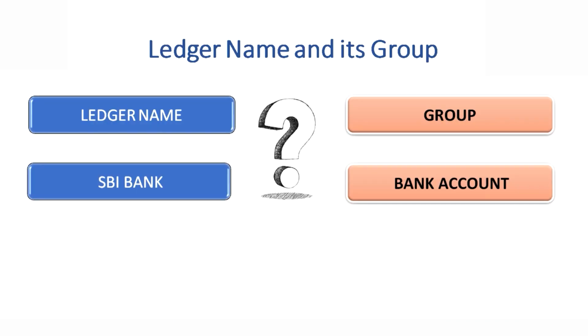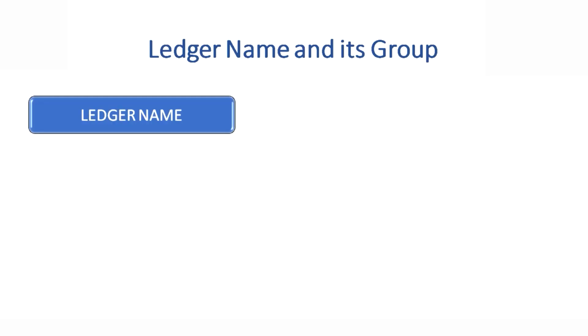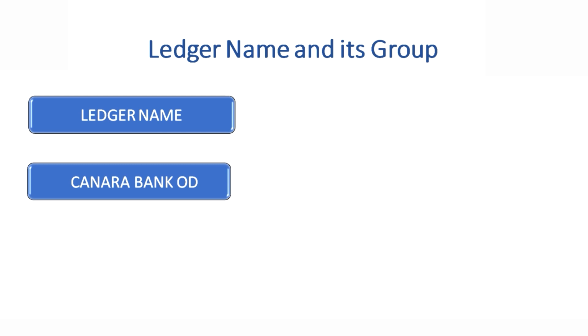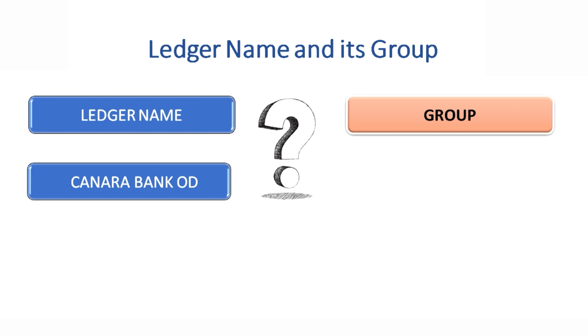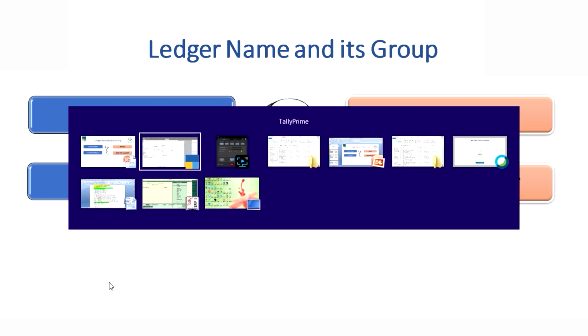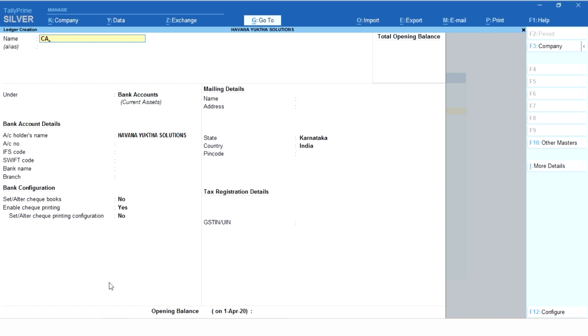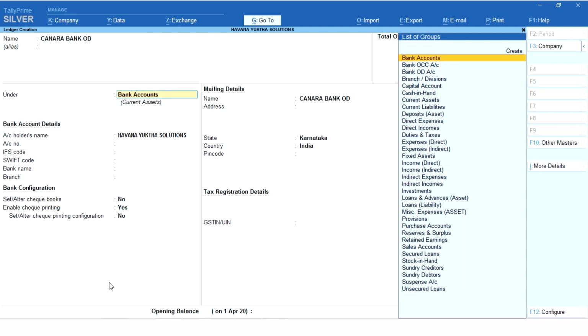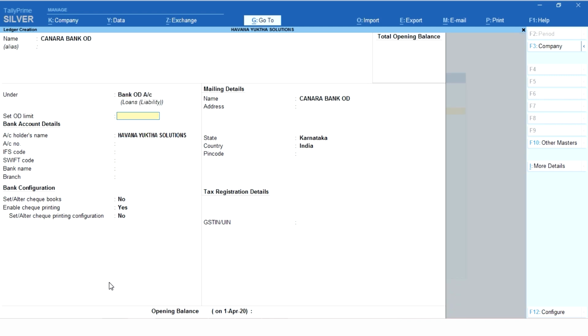So next we go with the next ledger. The name of Canara Bank OD account, which will be grouped under bank OD account. So we'll create Canara Bank OD account. So the grouping will be under bank OD account, and we'll press Ctrl A to accept the screen.